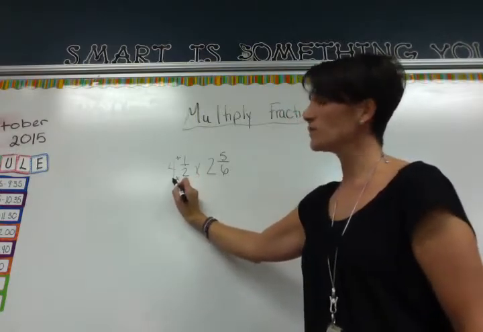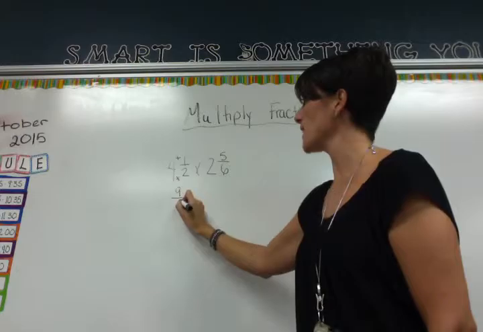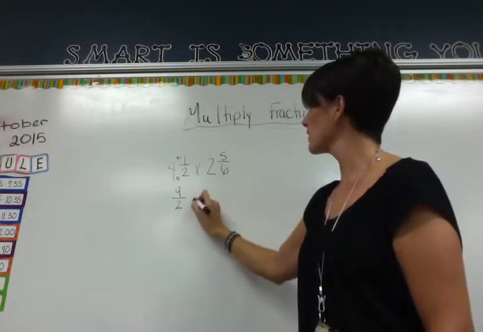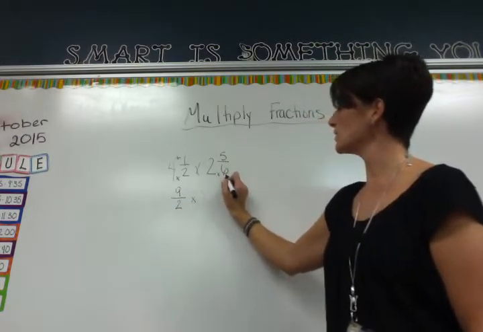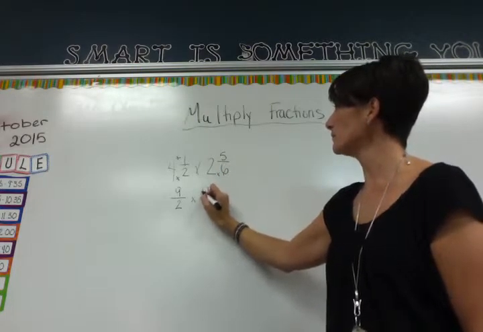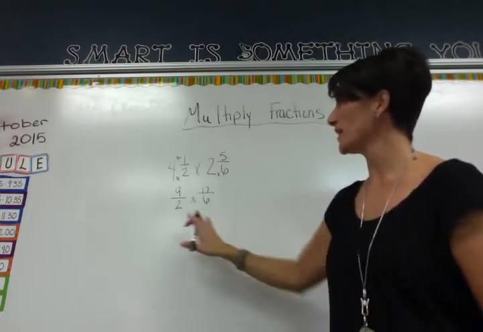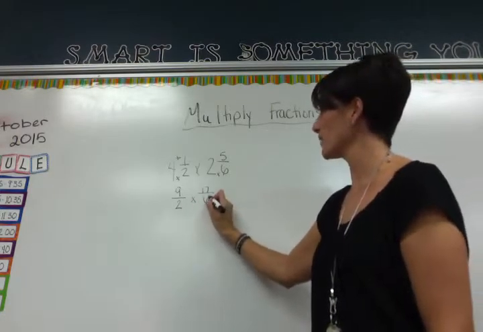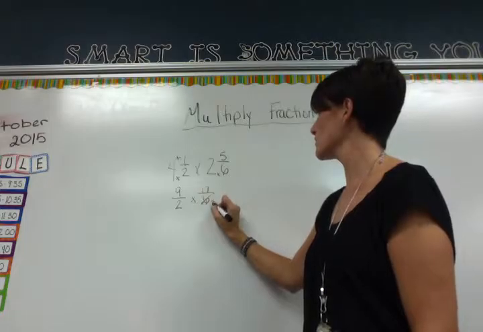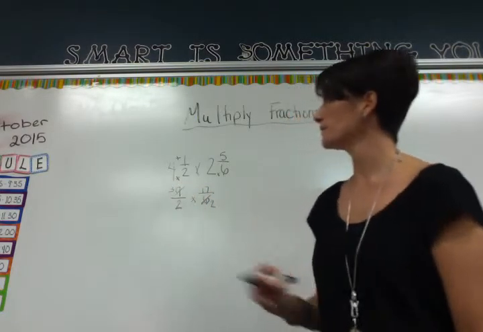So I get 2 times 4 is 8, plus 1 is 9, and I put that back over my denominator, which was 2. Here, 6 times 2 is 12, plus 5 is 17 over 6. I'm going to try to simplify because I want to deal with some smaller numbers. I know that 3 goes into 6 2 times. I know 3 goes into 9 3 times.